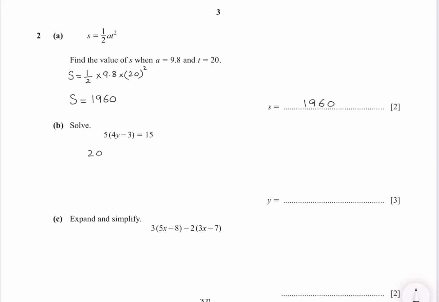B part says solve 5 times the bracket for y minus equals 15. So multiply 5 inside the bracket and solve it for y. So your y is 3 by 2 or 1 whole 1 over 2.